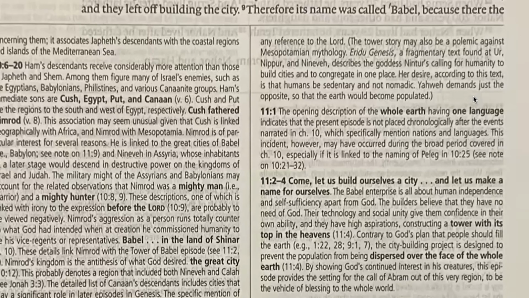Okay. The opening description of the whole earth having one language indicates that the present episode is not placed chronologically after the events narrated in chapter 10, which specifically mention nations and languages. This incident, however, may have occurred during the broad period covered in chapter 10, especially if it is linked to the naming of Peleg in chapter 10, verse 25. See note on 10:21-32, which we just read.